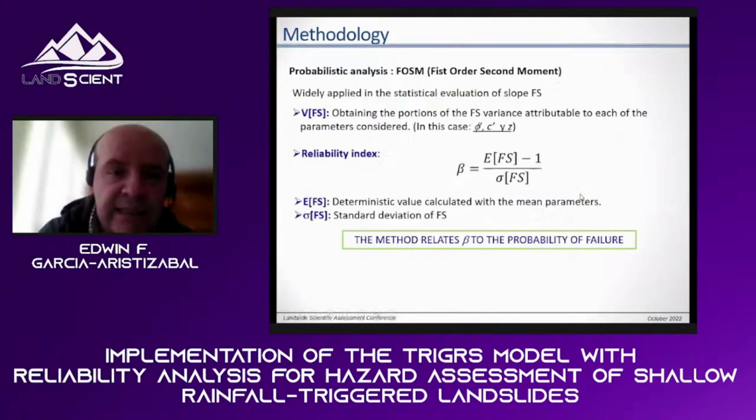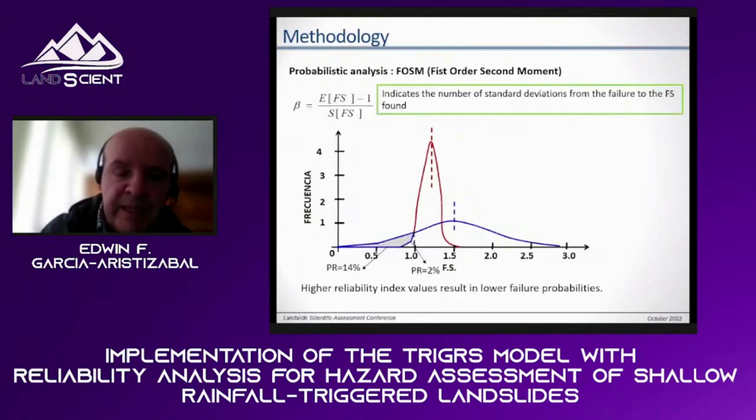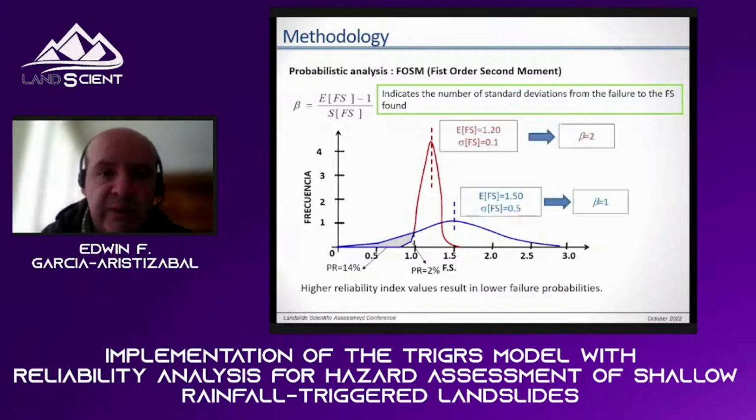This probabilistic analysis was run through the FOSM method. The FOSM method is first order second moment. In this method, it is important to know that we can calculate a reliability index. This reliability index has a relation with the probability of failure of the mass I am analyzing. Based on this, if we have a group of parameters, we consider for the methodology that the distribution of the parameters is normal.